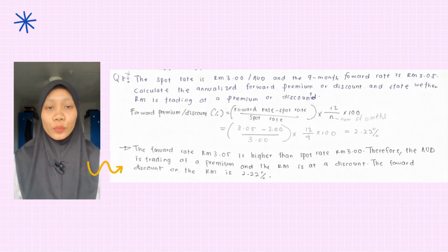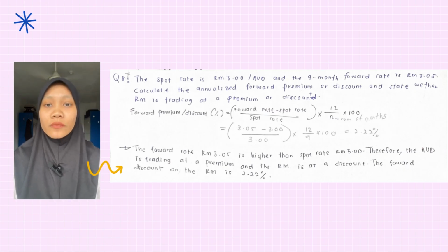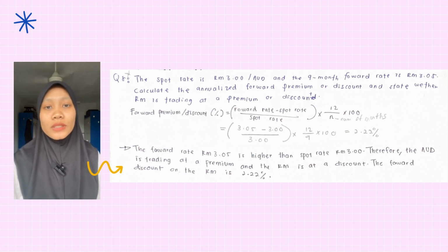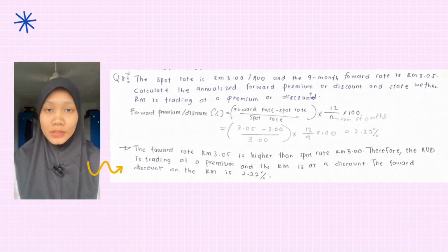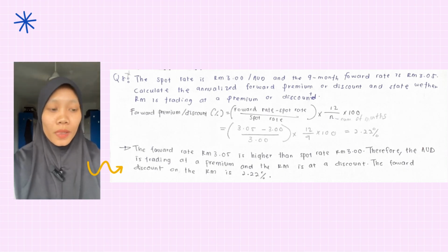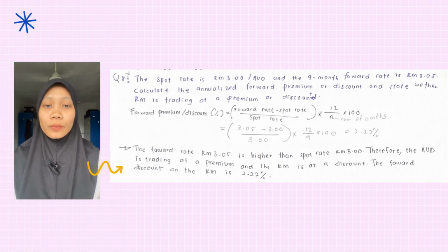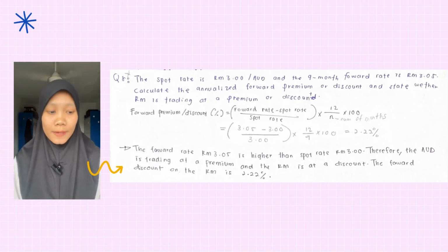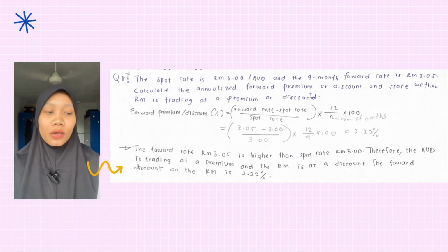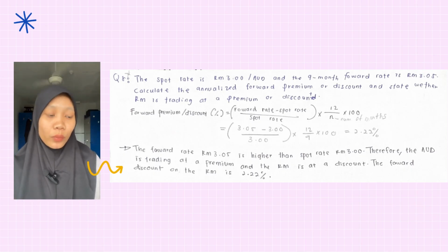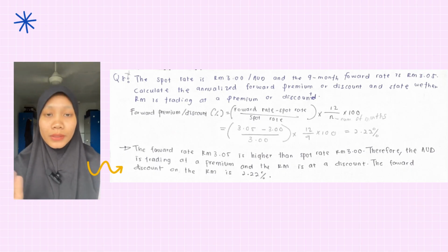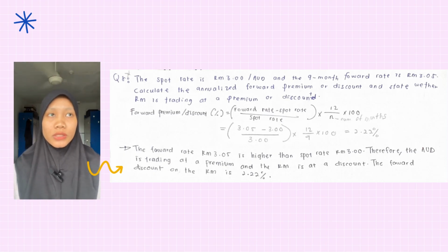Question 8. Given the spot rate is RM3 per Australian dollar and the 9th month forward rate is RM 3.05, calculate the annualized forward premium or discount and state whether RM is trading at a premium or discount. So, the formula for forward premium or discount in percent is forward rate minus spot rate per spot rate, multiplied by 12 per n, which is the number of months, and multiplied by 100.